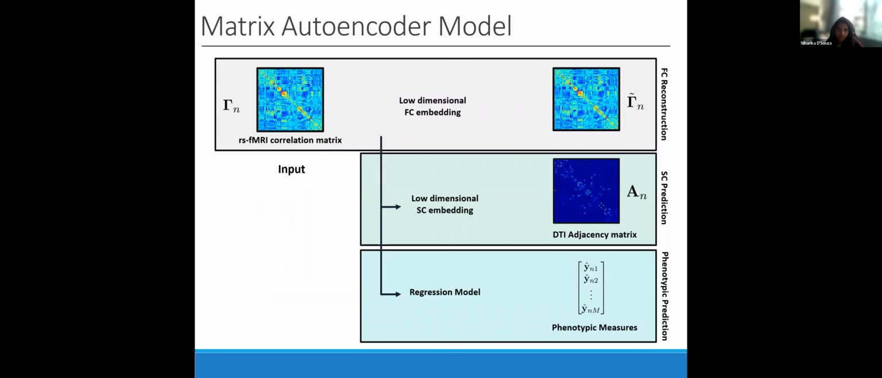Here is the pictorial outline of the matrix autoencoder model that we developed. Our model consists of three main components, one for representation learning in the functional connectivity space. Effectively, this performs reconstruction of input functional connectivity matrices. The second component maps from function to structure, that is, it predicts structural connectivity from functional connectivity. The third block maps to phenotypic measures.